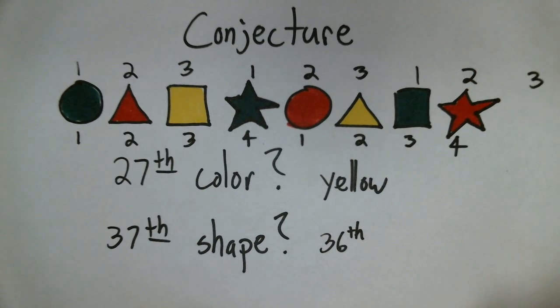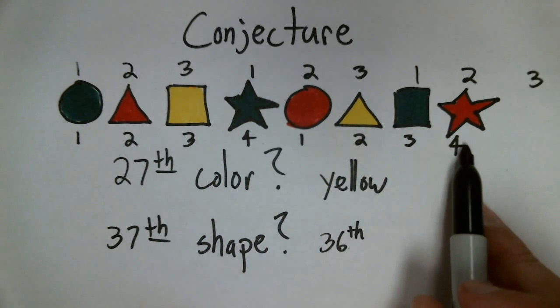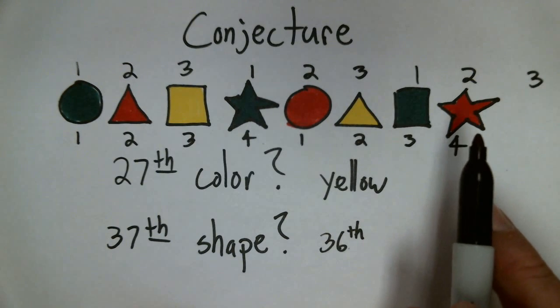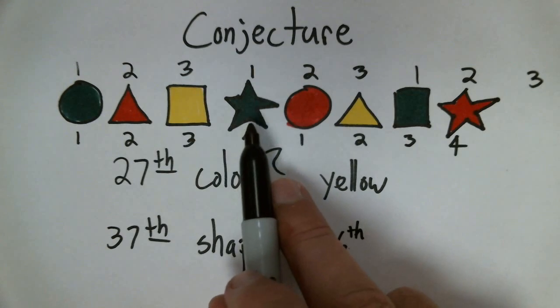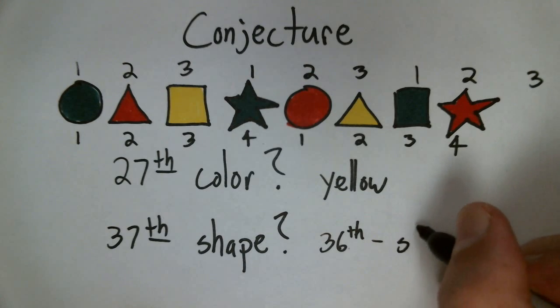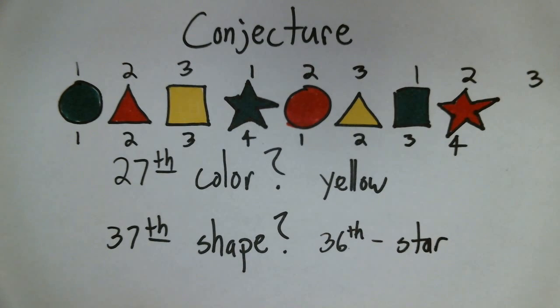What is the 36 shape? That's divisible by 4. It goes into it 9 times. So the 36 shape is going to be the star. 4, 8, 12, 16, 20, 24, all the way up to 36. So 36 is equal to star. Okay, but that's not what they asked us for.